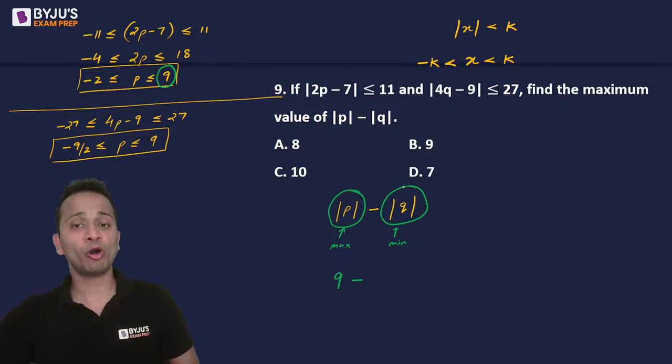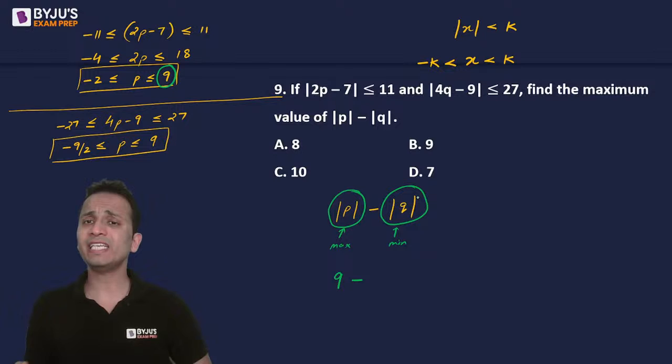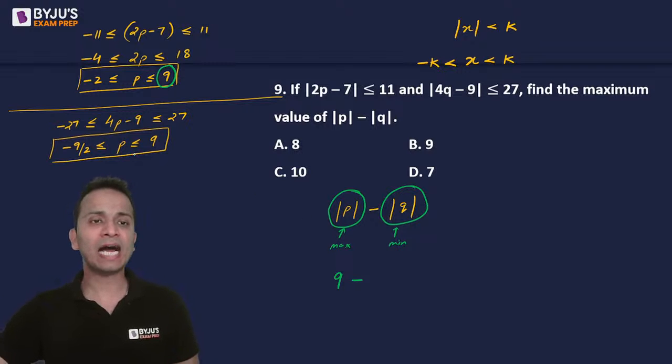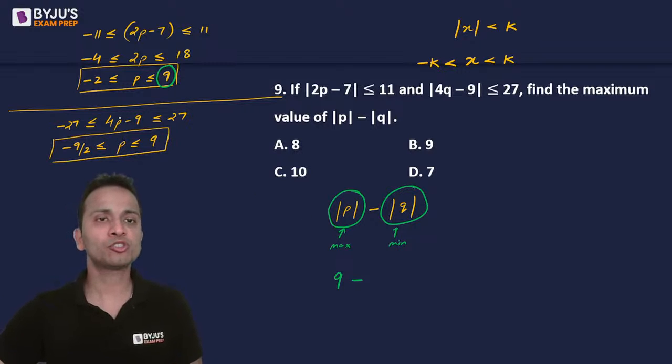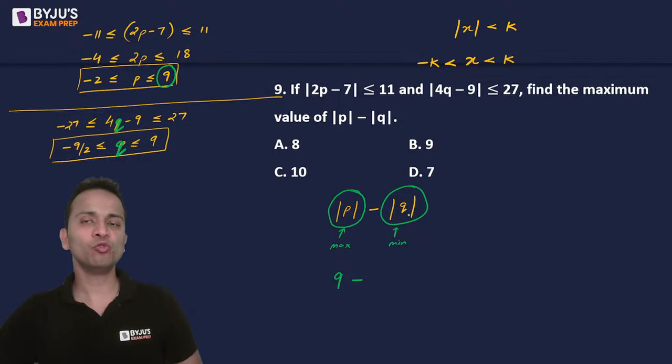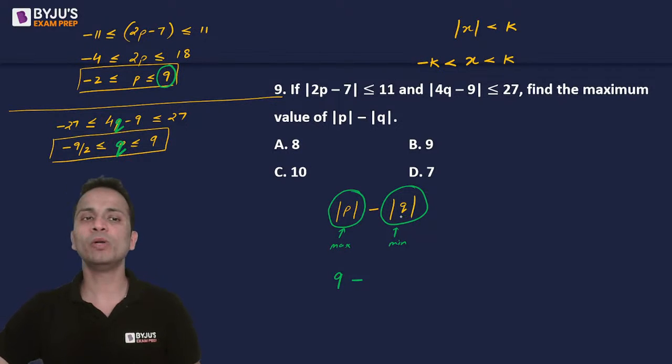Now let's talk about modulus q. A modulus of any number can never be negative. So if I want to minimize it, I cannot take it to the negative side. The minimum value of the modulus of any number can be 0. I'm sorry, I wrote p here, it should have been q. So the minimum value of modulus q will be when q is equal to 0.